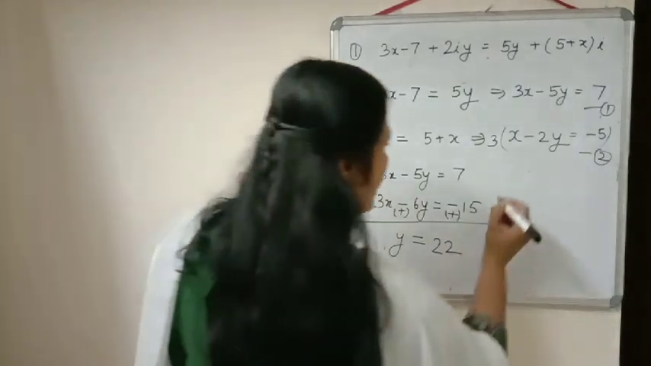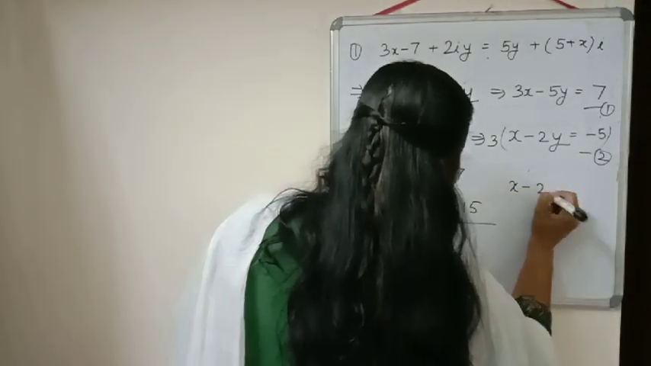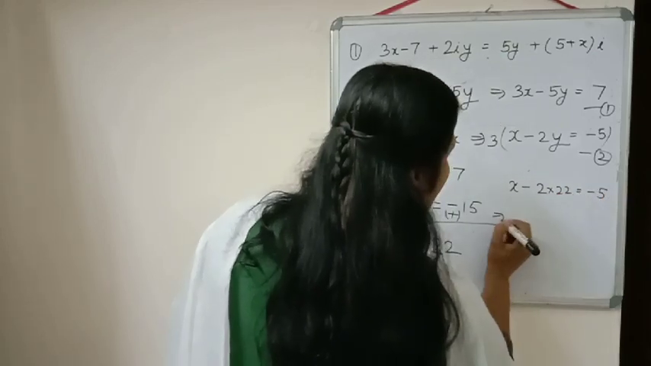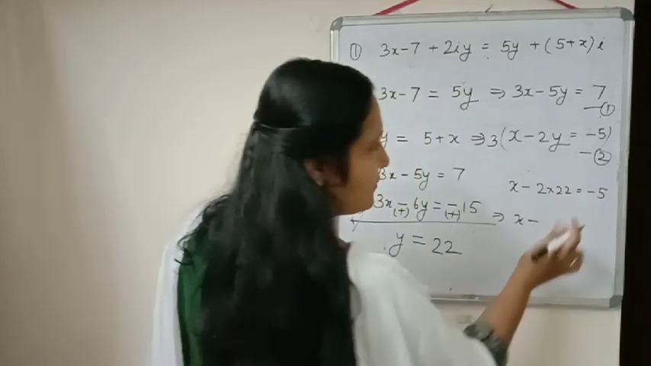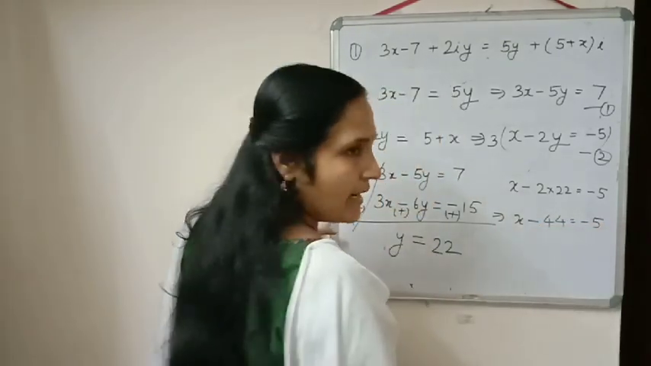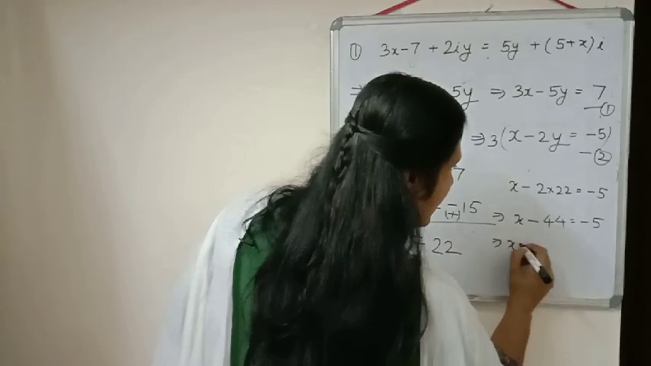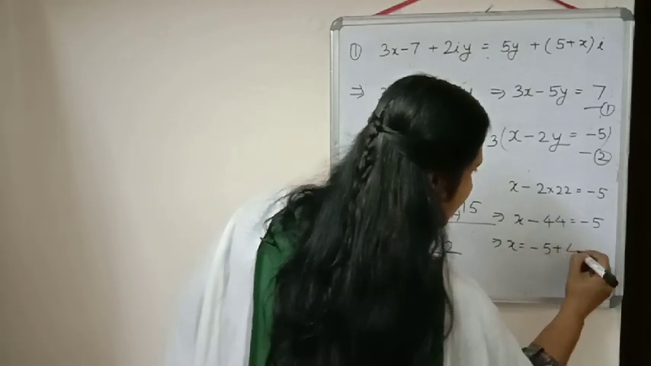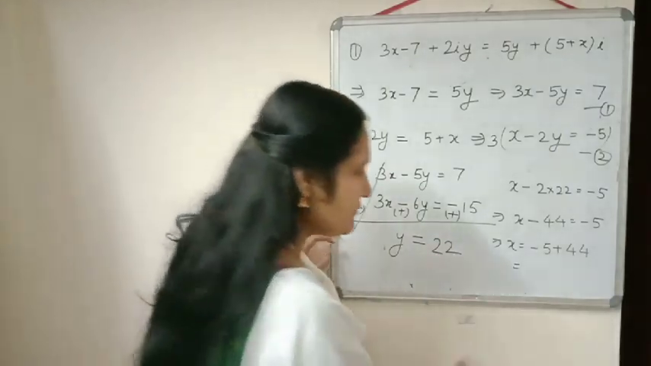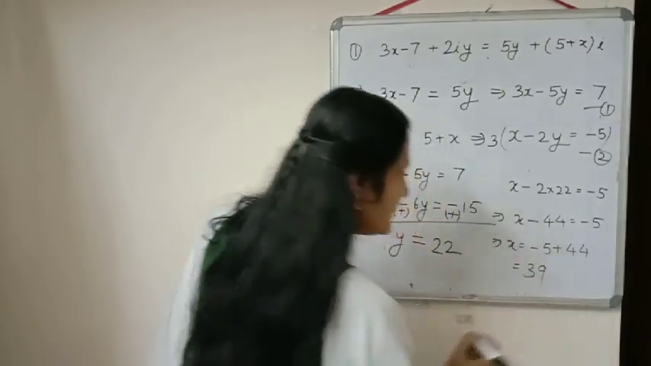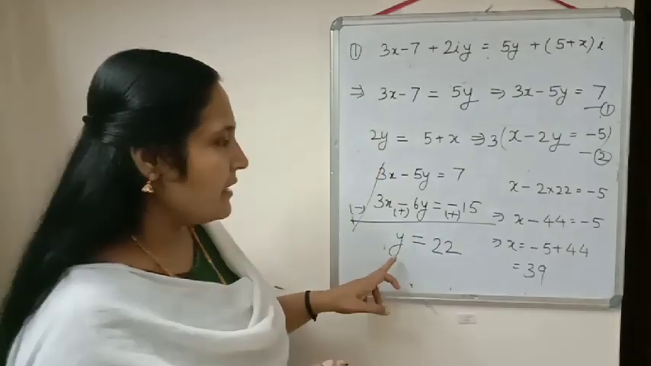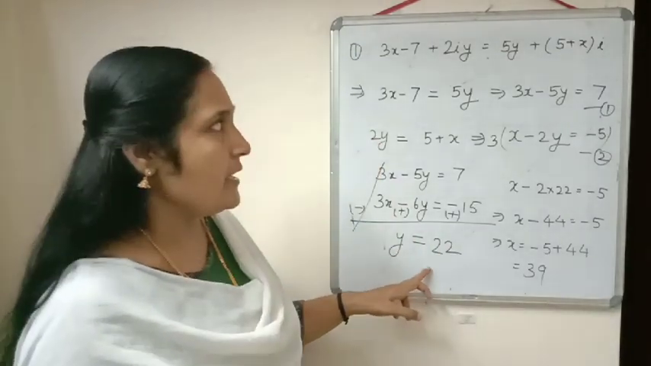So I think the second equation will be easy for us. Substitute there: x minus 2 into 22 is equal to minus 5. So x minus 2 into 22 will be equal to 44, is equal to minus 5. So from here x is equal to minus 5 plus 44. So 44 minus 5, that will be equal to 39. So we are getting x is equal to 39 and y is equal to 22.